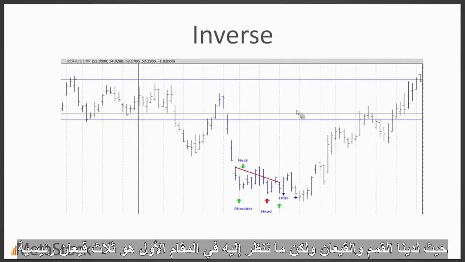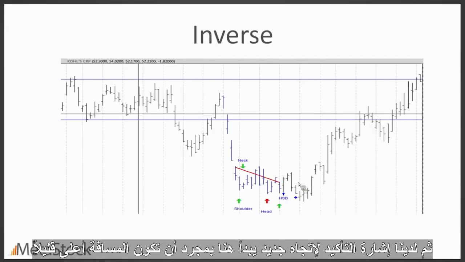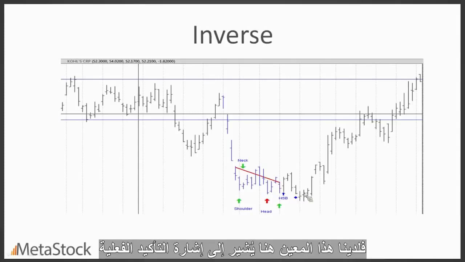where we have peaks and troughs, but primarily what we're looking at is three major troughs. And then we have our confirmation signal of a new trend starting once our open is a little bit higher. So this diamond here stands for the actual confirmation signal.